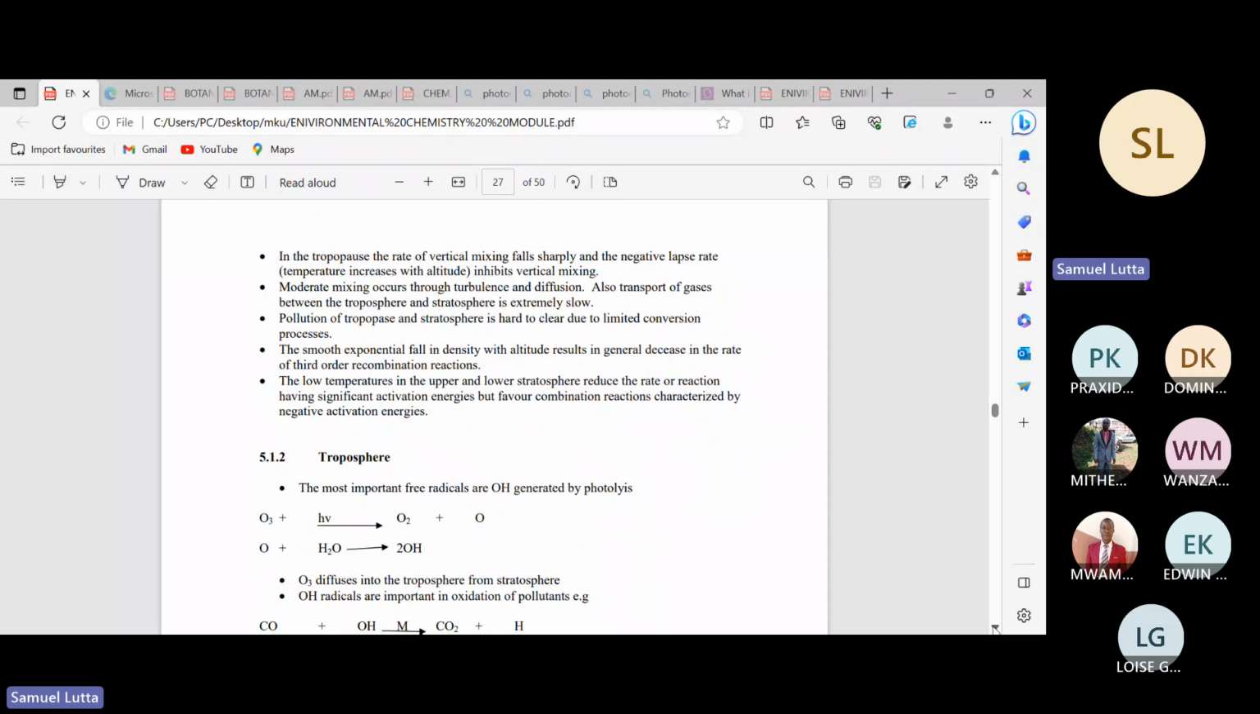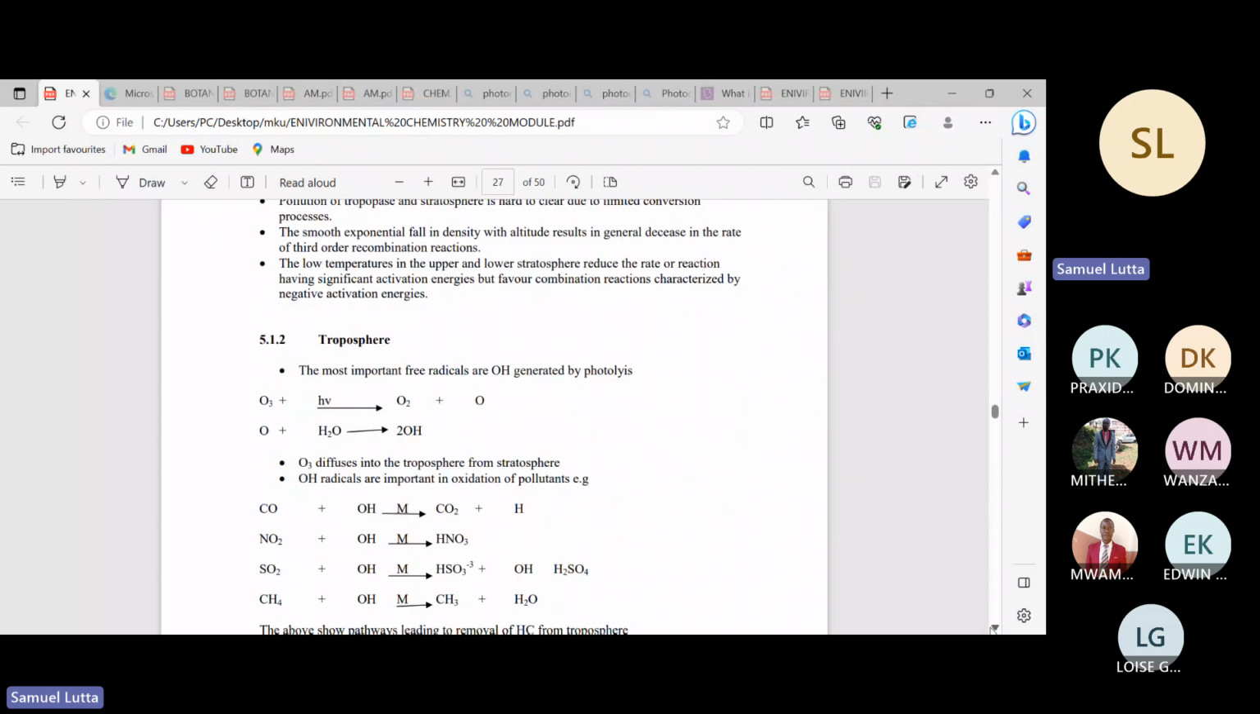So we talk about photolysis. Photolysis reactions are those generated by light, photochemical reactions. I remember we talked about this reaction where ozone in the presence of UV light can break down to form molecular oxygen plus an excited oxygen atom. And this atomic oxygen can combine with water to form hydroxyl radicals.